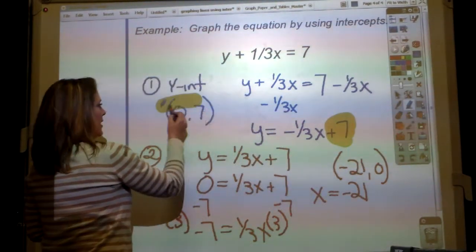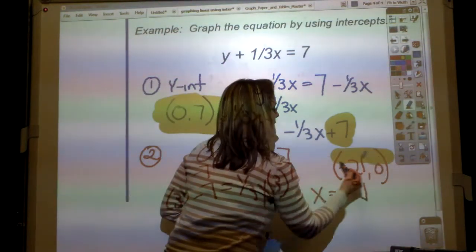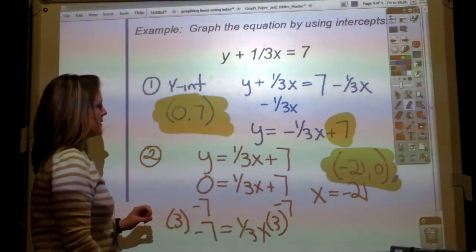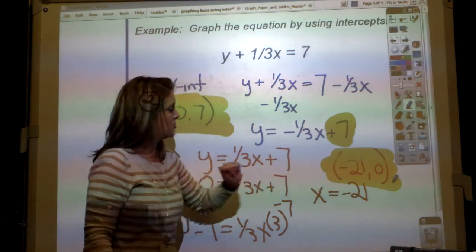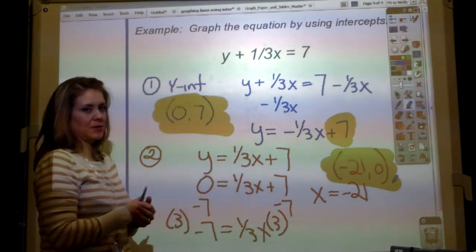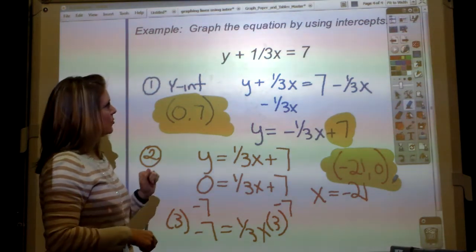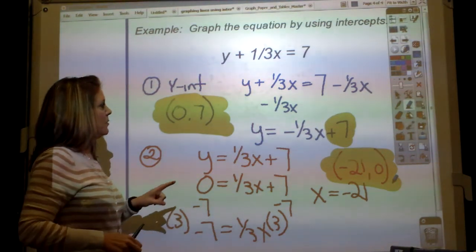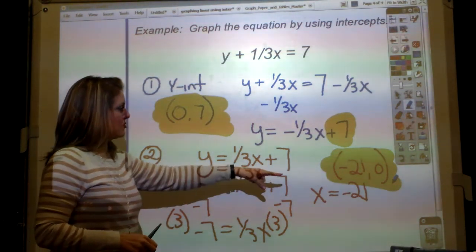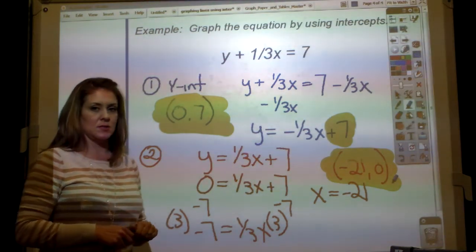So we have our y-intercept and our x-intercept. We graph those 2 points, connect them with a line or a ruler to get our line. So we'll do more of these in class, plenty of examples, finding the x and y intercept and using those 2 points to make a line.